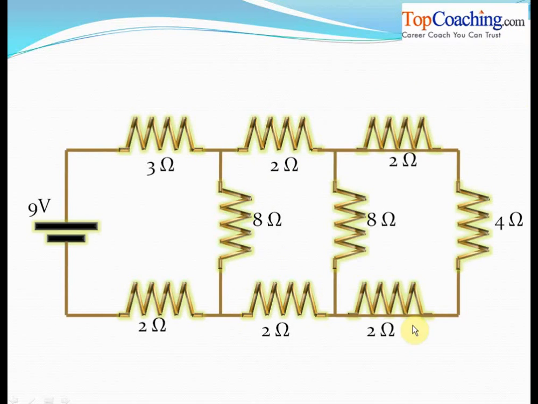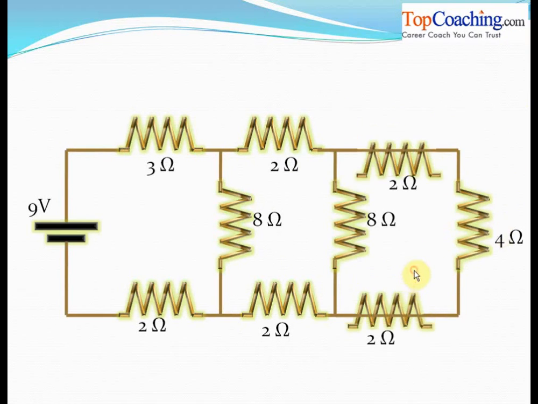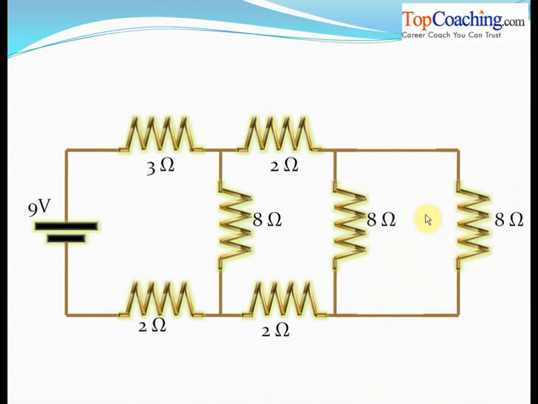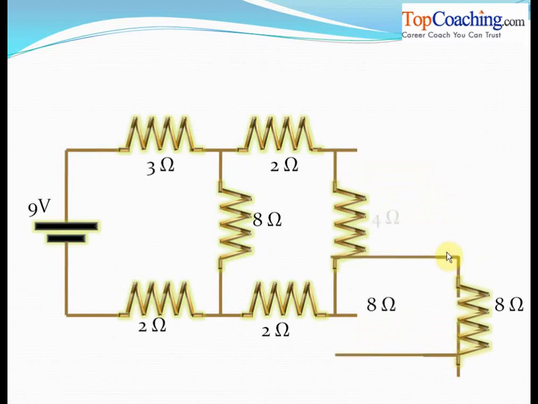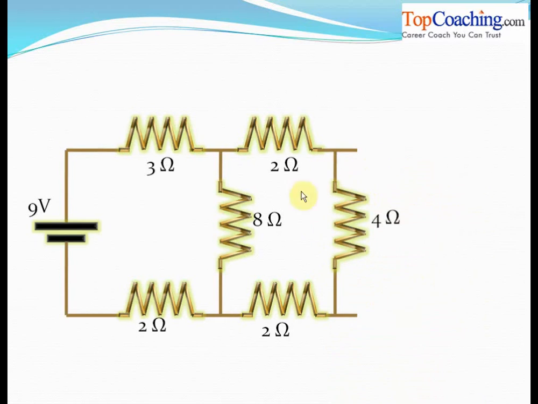As you can clearly see, this 2 ohm resistance, 4 ohm resistance and 2 ohm resistance are in series. So they can be replaced by a resistance equal to the sum of 2, 4 and 2, that is 8 ohms. Now this 8 ohm resistance and this 8 ohm resistance are in parallel. So they can be replaced by a resistance which has a value 8 into 8 divided by 8 plus 8, R1 R2 divided by R1 plus R2. So we get a 4 ohm resistance here.